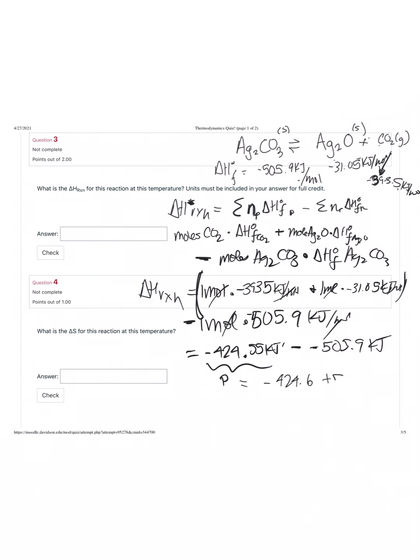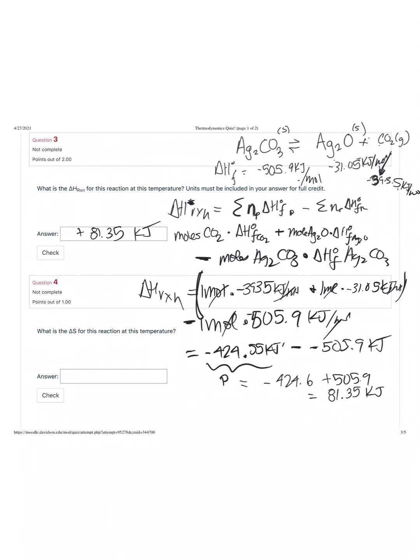So effectively, we have negative 424.6 plus 505.9, and that gives us 81.35 kilojoules. All right. So our answer for this is positive 81.35 kilojoules. Okay. So the question is then, what is the delta S for the reaction at this temperature?